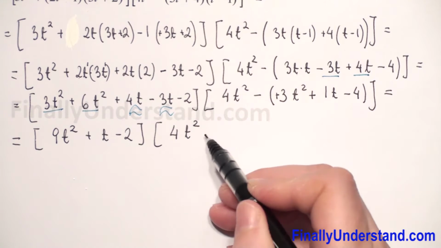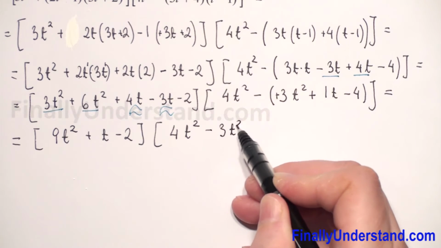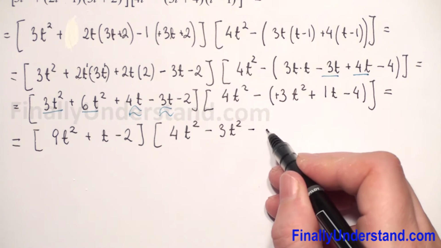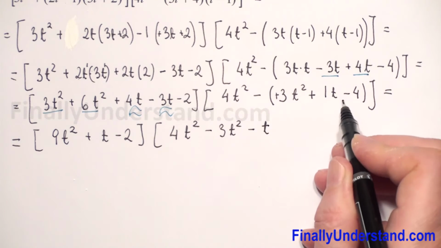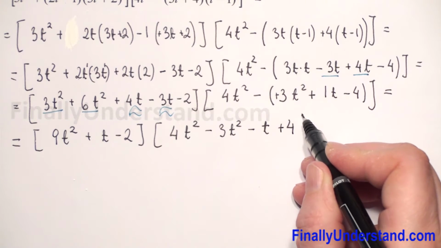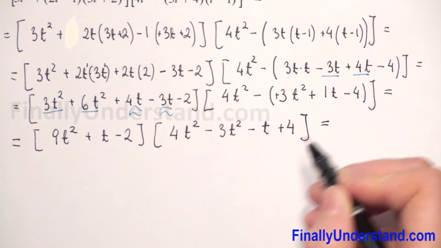So now it will be negative 3t squared. Positive, so now it will be negative 1t, so we can write only t. And negative 4, so it will be positive 4 now. Close brackets. This is equal.